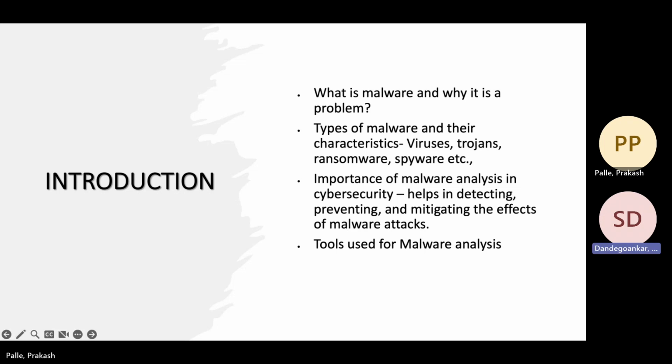Types of malware and their characteristics. There are different types of malwares like viruses, trojans, ransomware, and spywares. Viruses are software programs that replicate themselves and cause harm to local files. A Trojan is a piece of code which is hidden inside a legitimate code, which cannot be detected by a user.